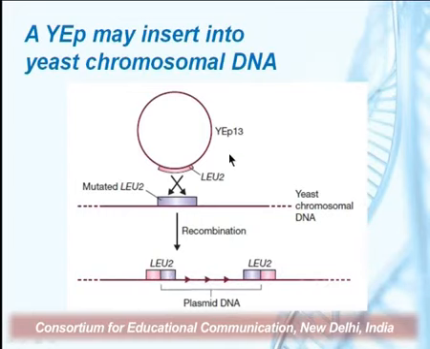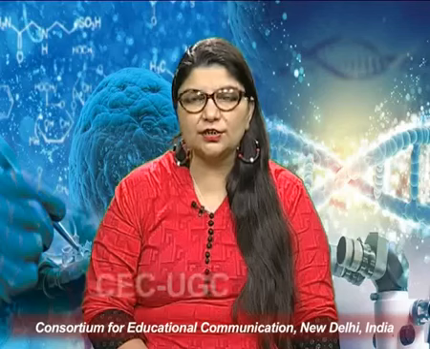But otherwise, if you want to isolate or increase the copy number of the particular gene which you are introducing in the yeast, then it can also stay as a separate entity in the cell, and then can be isolated and characterized. So, this is the usefulness of YEPs, that they can be inserted into the yeast chromosomal DNA, and as shown here, the recombination occurs between the mutant LEU2 gene and the functional LEU2 gene which the plasmid is carrying because of the homology. So, the recombination occurs and the plasmid can be inserted into the chromosomes.